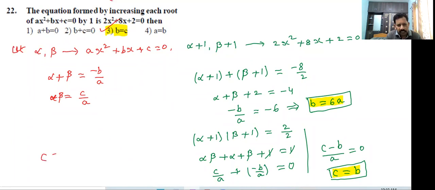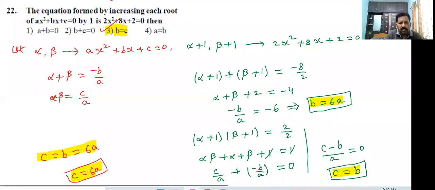Or here we write c is equal to b and b is equal to 6a. In this case, c is equal to 6a. This is also one more relation. So overall we got 3 relations. Out of these 3 relations, only one is there in the options, that is b is equal to c. That is the correct answer.